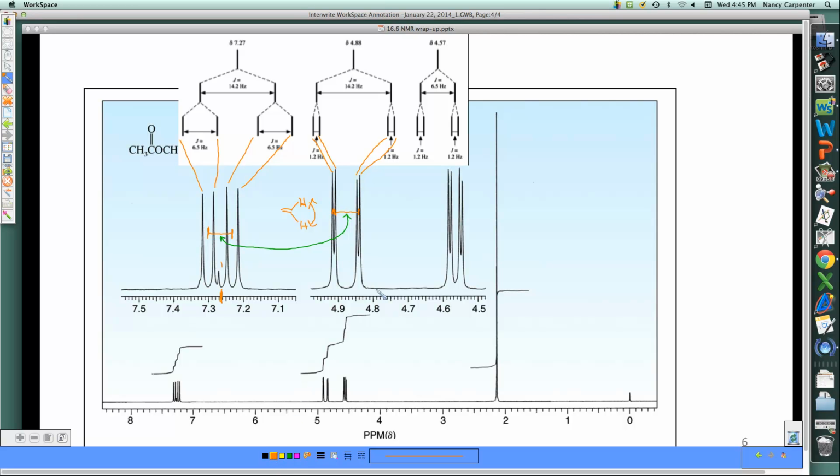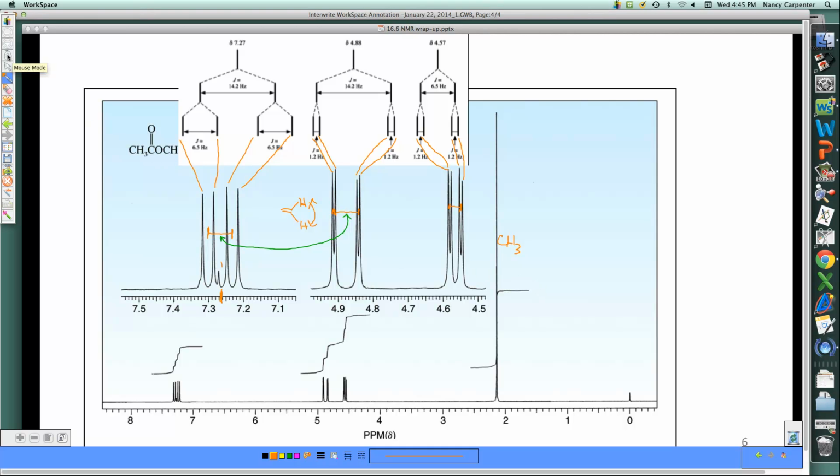And then finally, our doublet of doublets for the 4.7 Hertz hydrogen right here. And now we have the much smaller cis coupling constant of roughly 6 Hertz here. So there's our 3 doublets of doublets, and of course this is just our plain old methyl group next to the carbonyl. So tree diagrams are your friend.